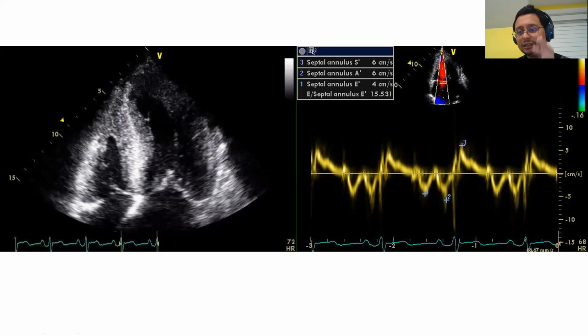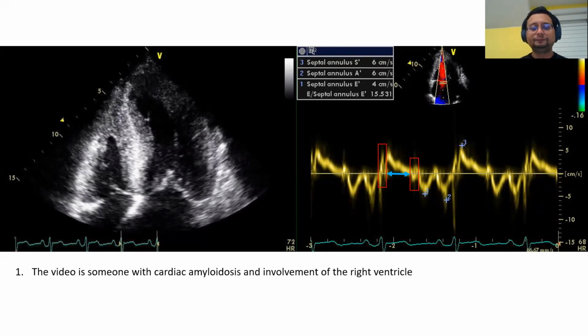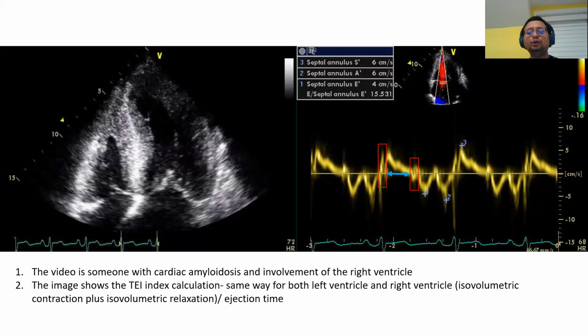Look at this. This is T index using tissue Doppler. That box there is isovolumetric contraction time. That box there is isovolumetric relaxation time. That arrow there is ejection time. So isovolumetric contraction plus ejection plus isovolumetric relaxation over ejection time. For tissue Doppler, it must be less than 0.54 for the right ventricle. Anything that is more than 0.54 is abnormal. I show you a tissue Doppler now. Okay. Oh, sorry, this is someone with cardiac amyloidosis, right?